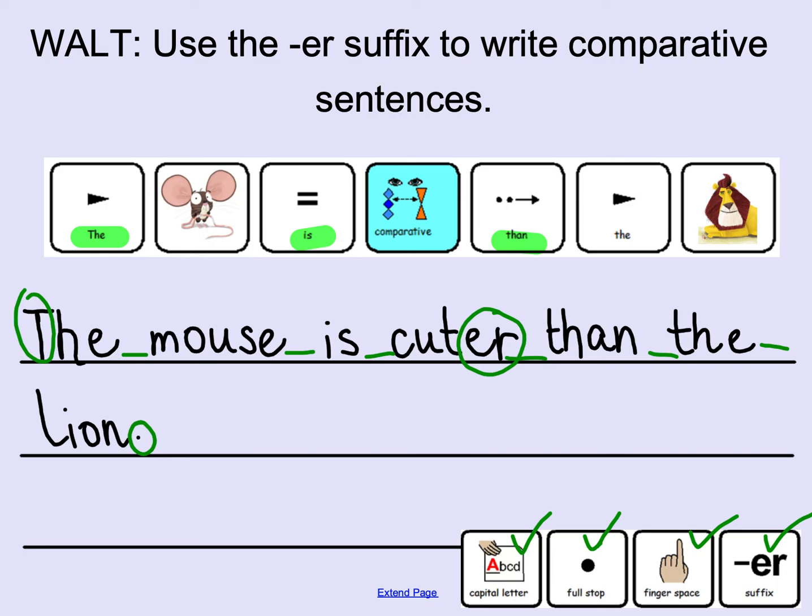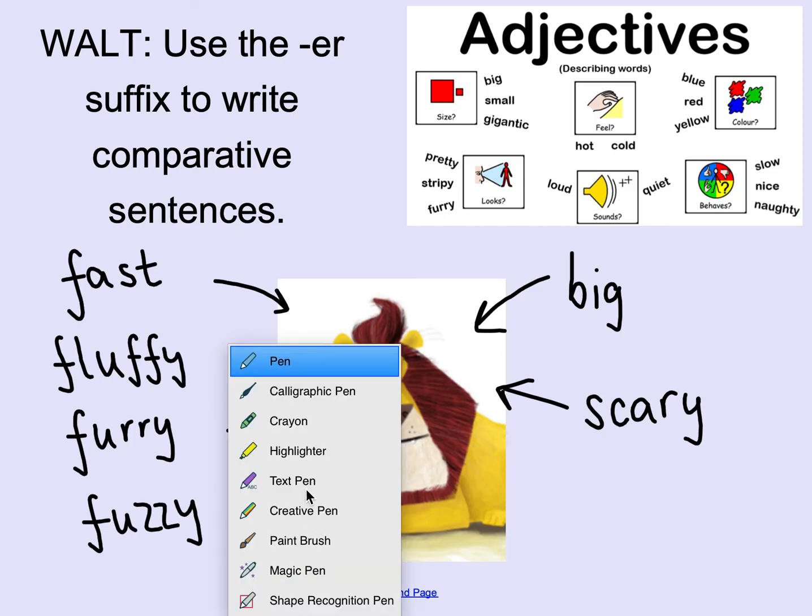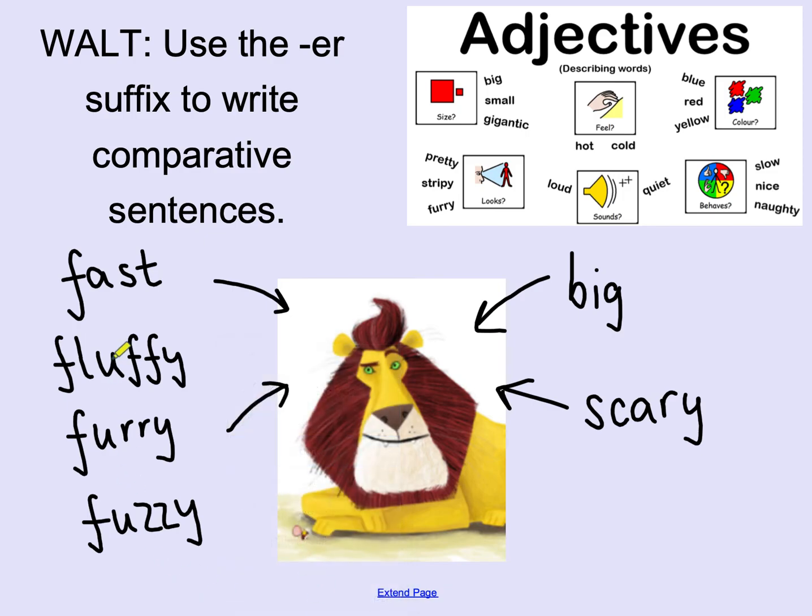So I would like you to write 2, 3, or 4 lovely sentences. You can start with the mouse or you can start with the lion. You could even challenge yourself and use the conjunction because. So let's have a look at the lion. Maybe we can write a comparative sentence starting with the lion. So what adjectives did we use to describe the lion? We said fast, fluffy, furry, fuzzy, big, and scary.